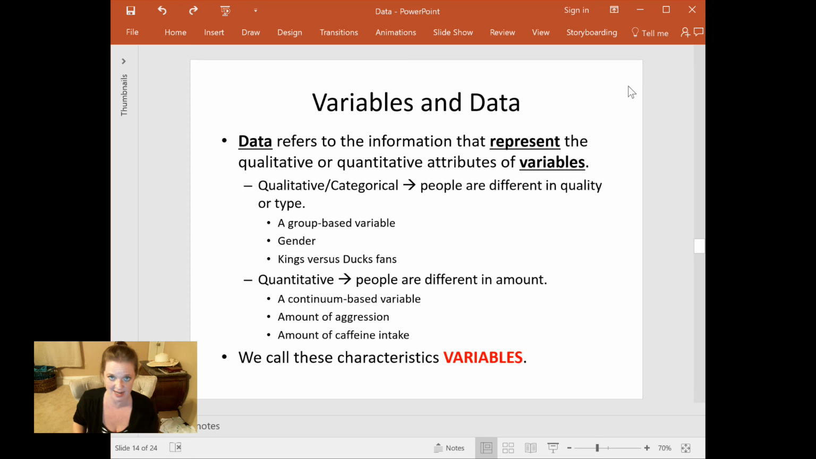One child has higher aggression than another child does. Or caffeine intake. How much coffee did you have today? 1 cup, 2 cups, 3 cups, where there's a dimension of how much coffee from high to low. Anytime you think about a variable where you ask someone the question and the answer to the question, either that they give you or that you generate for them, is going to be a number, you have a 57 on the aggression index, you have 3 on how much coffee do you drink, because you have 3 cups of coffee, then you have a quantitative variable.